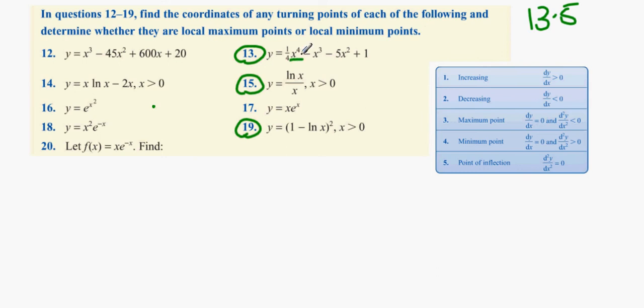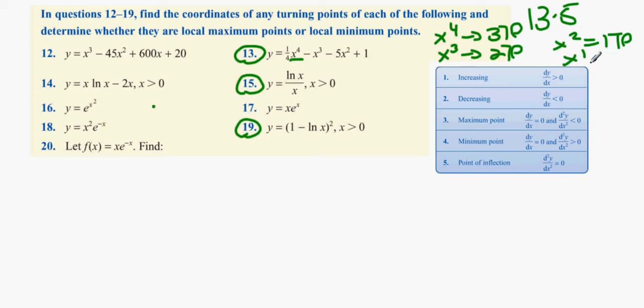Well, we can see that this is an x to the power 4. If it's x to the power 4, this means it has 3 turning points. If it's x to the power 3, it means it has 2 turning points, and x to the power 2 will have 1 turning point, and finally x to the power 1 will only be 1 turning point. So it's whatever the highest power is. The highest power is 4, question 13 has 3 turning points. In question 12 the highest power is 3, which means 2 turning points.